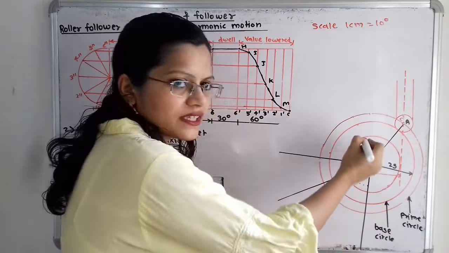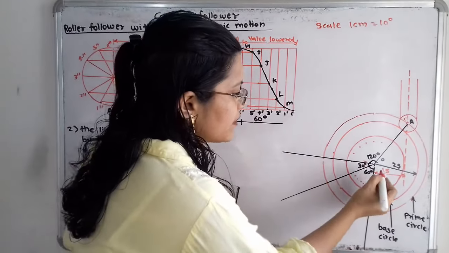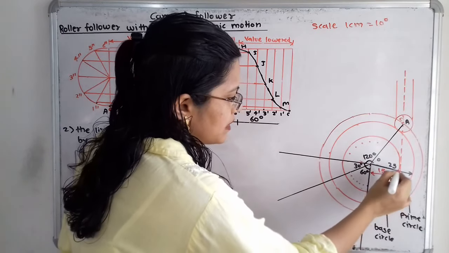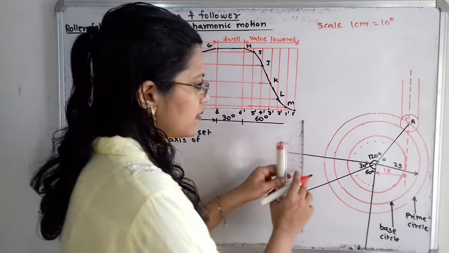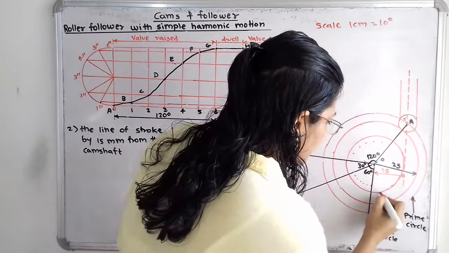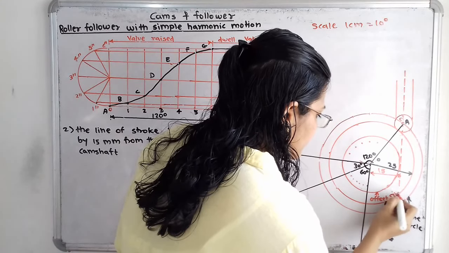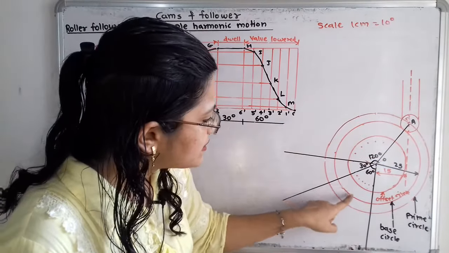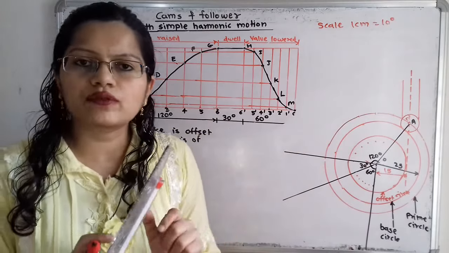So here we will take the distance from this vertical line passing through the center O. We will take 15 mm distance, and at this distance we will draw one line in the form of a dash. Then we will draw one circle by taking radius equal to 15 mm. This circle is known as the offset circle. On the base circle, if we observe again, this is the line in the form of a dash.